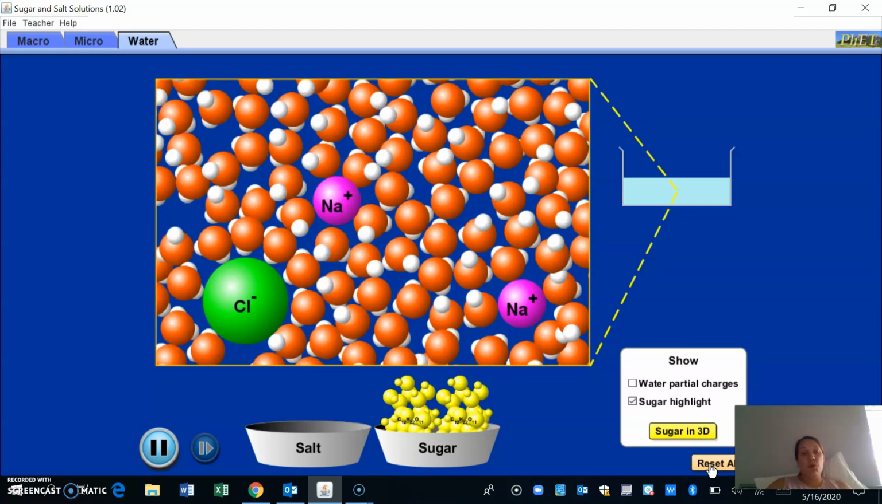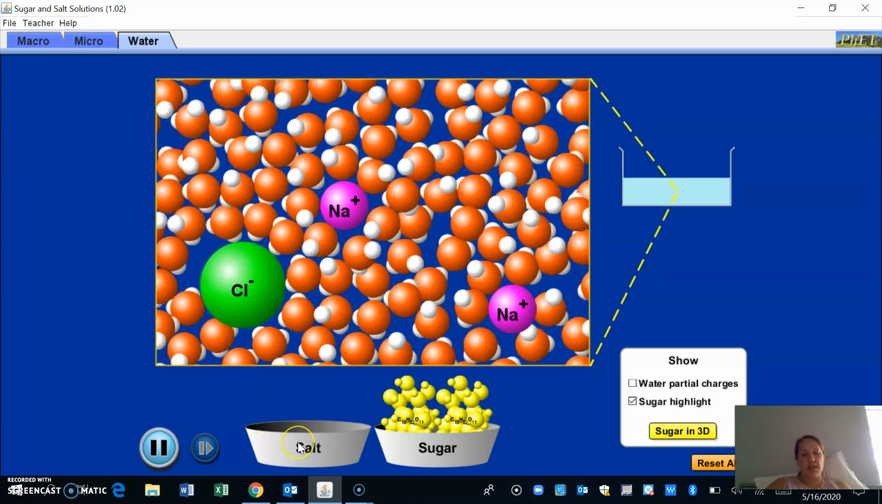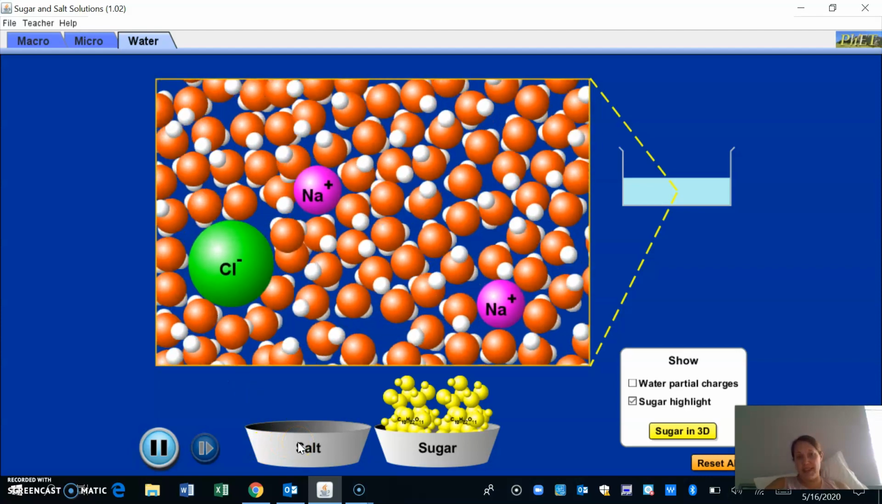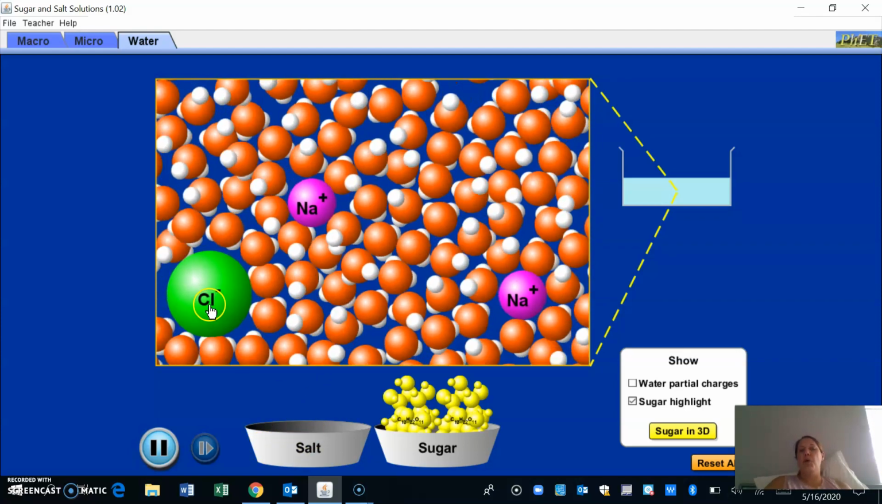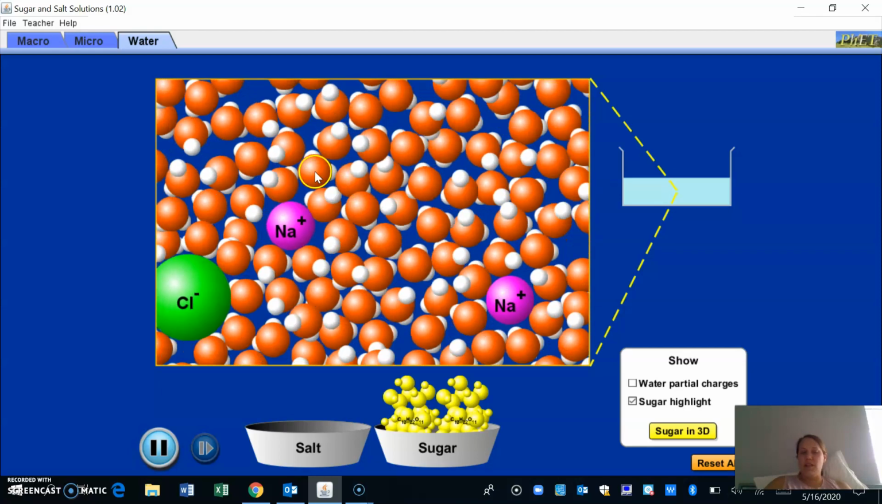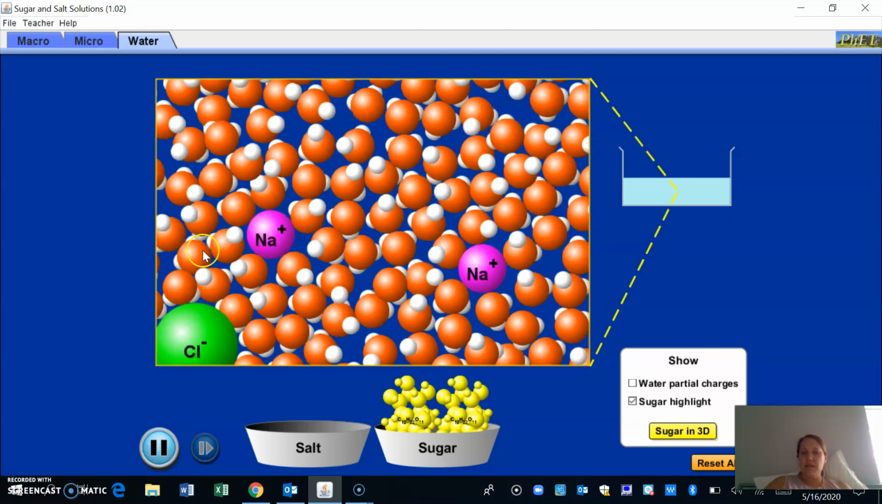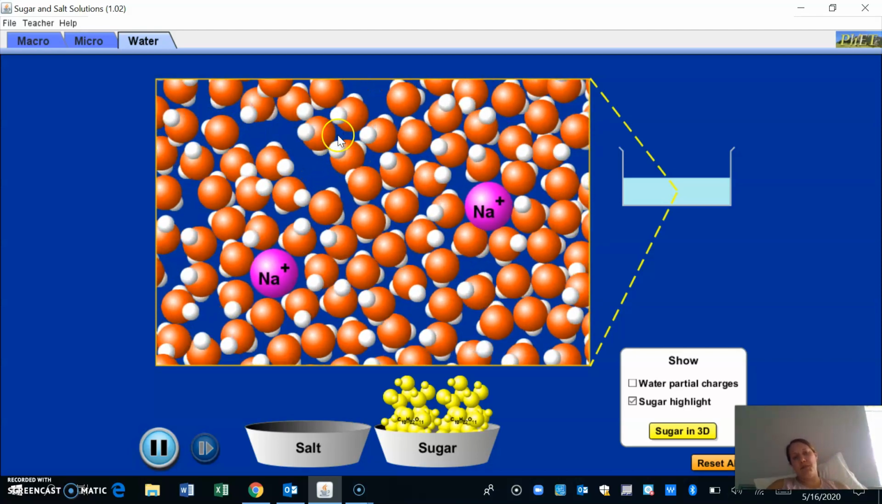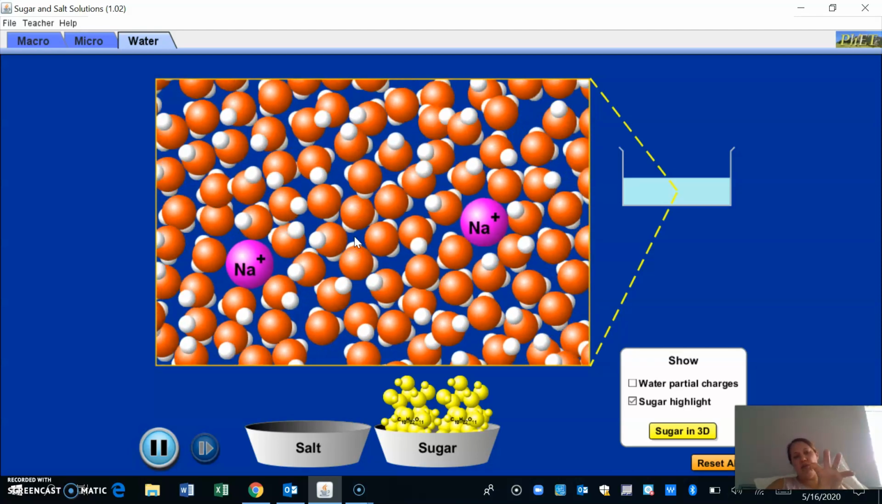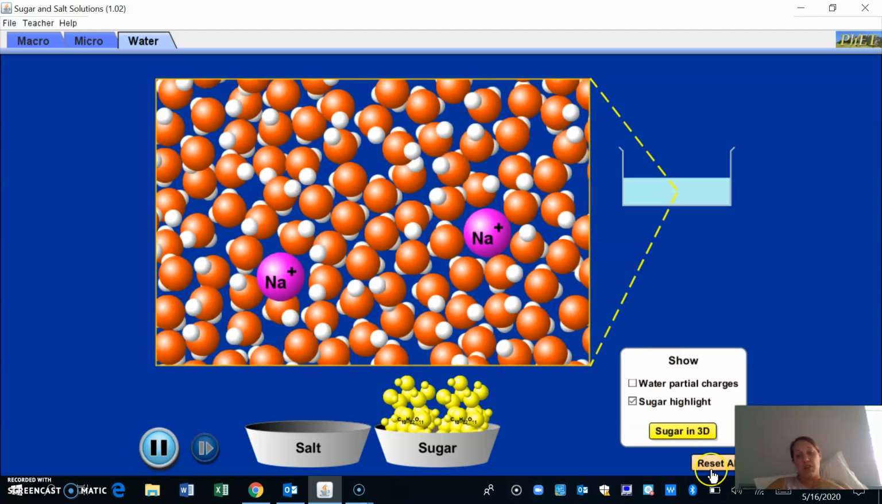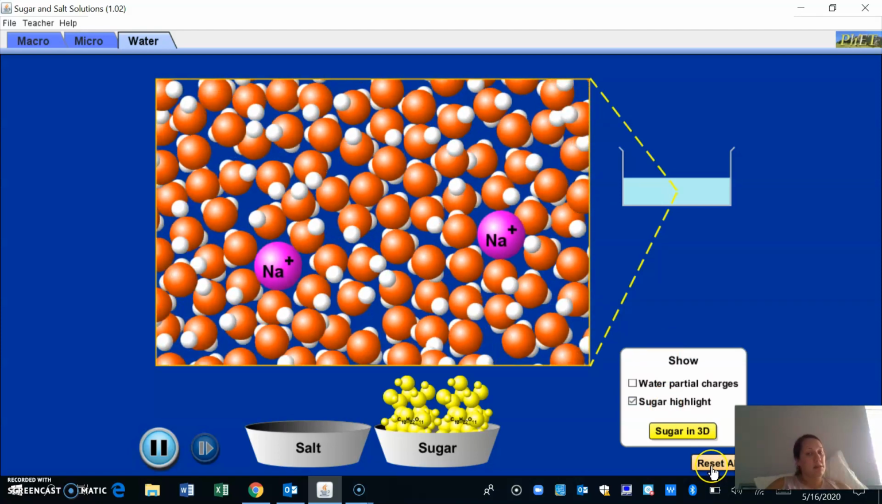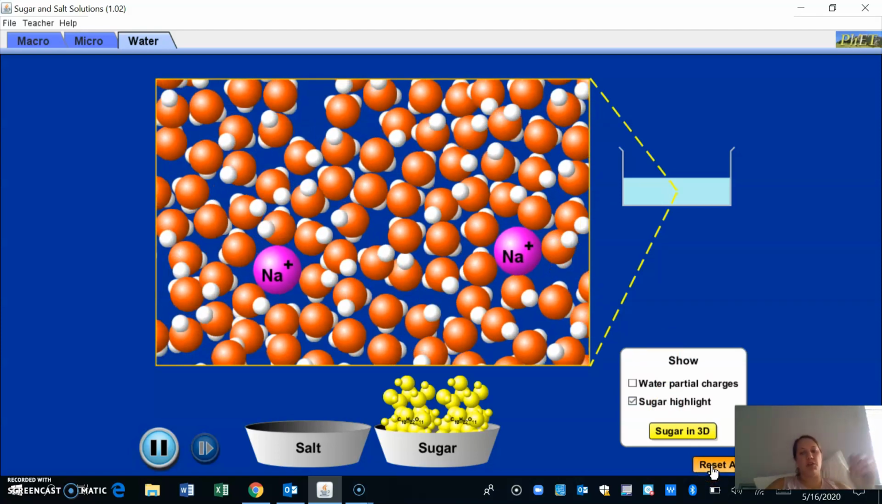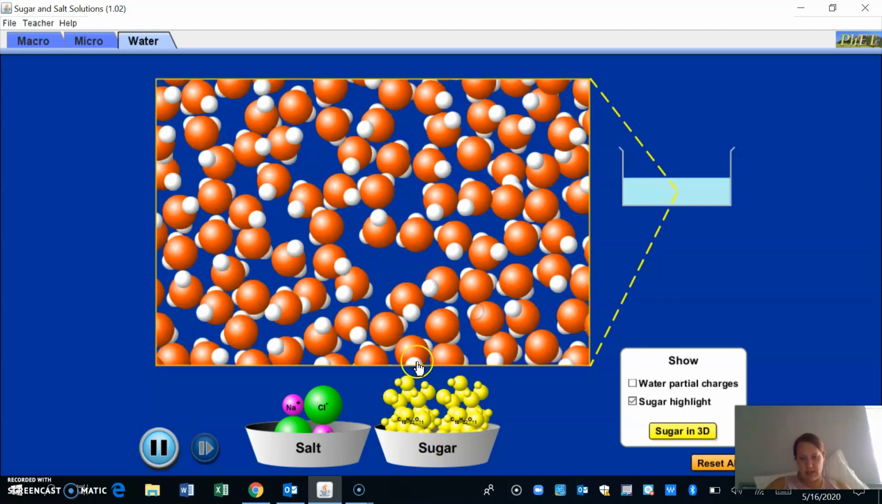And the same thing would hold true if this were not salt. Let's say this were another polar substance, like an alcohol. What would happen is they wouldn't separate into their atoms, but the positives of the water molecules would attract to the negatives of the polar molecule itself. And therefore, we would pull the polar molecules apart from each other, not the atoms within the molecule, but each molecule would separate. So let's go ahead and reset this.